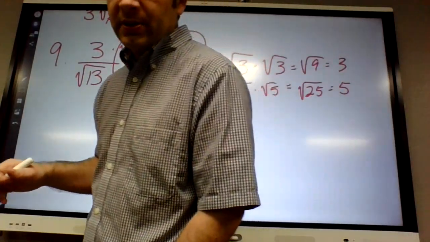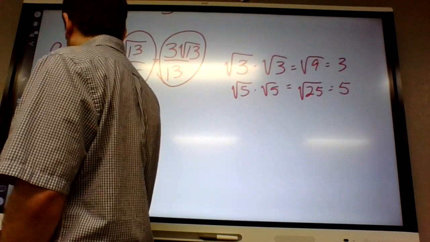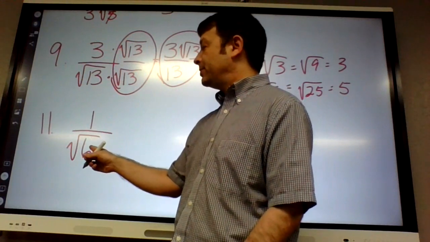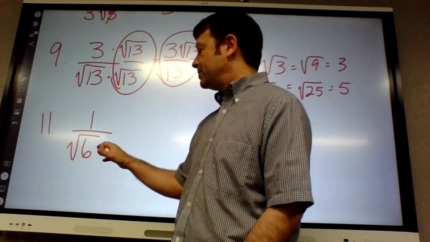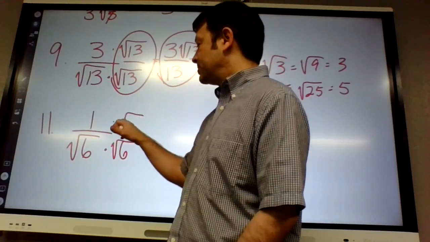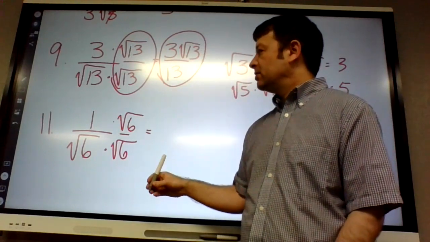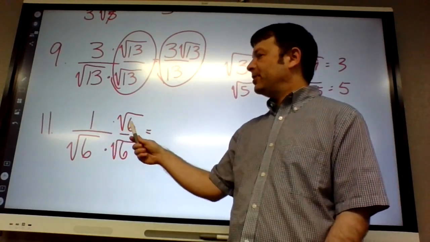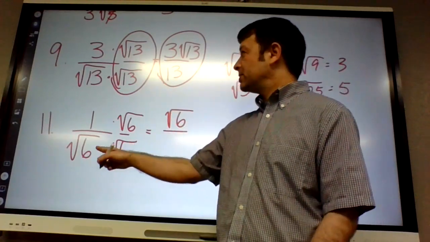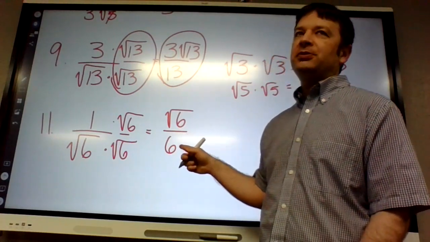Okay, moving on. Number 11 is kind of the same deal. I can't really do anything here, but we're not supposed to leave a square root on the bottom. So how do I fix it? Times square root of 6 on the top and bottom. So wouldn't it just be square root of 16 then on the top? Okay, what's 1 times square root of 6? Square root of 6. What's square root of 6 times square root of 6? 6.